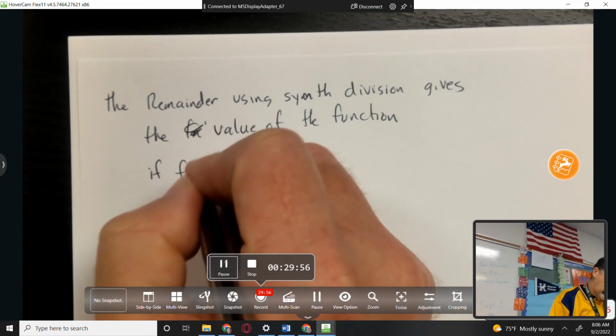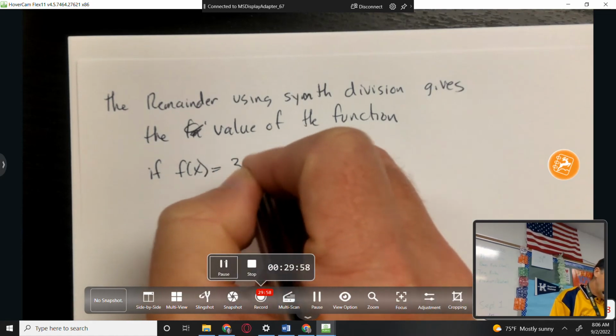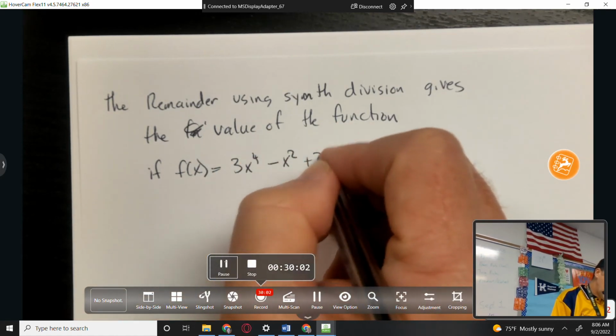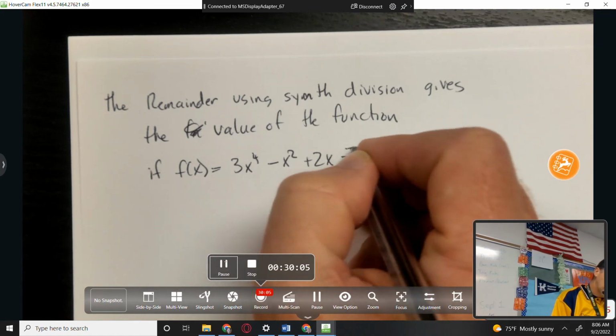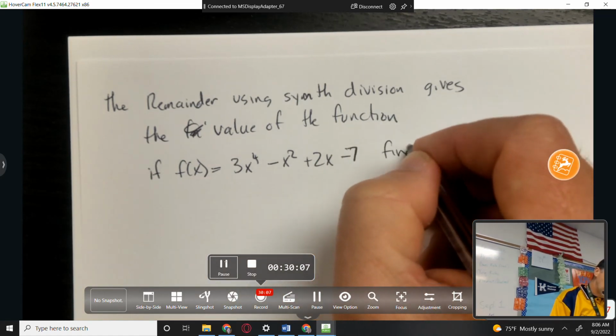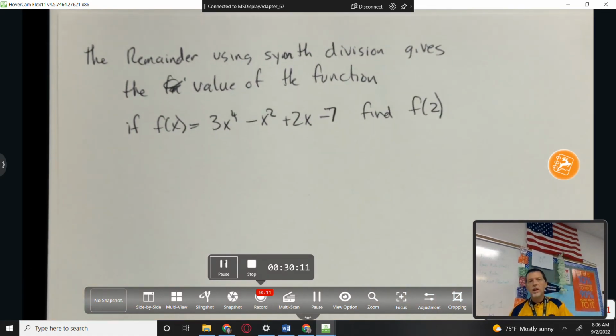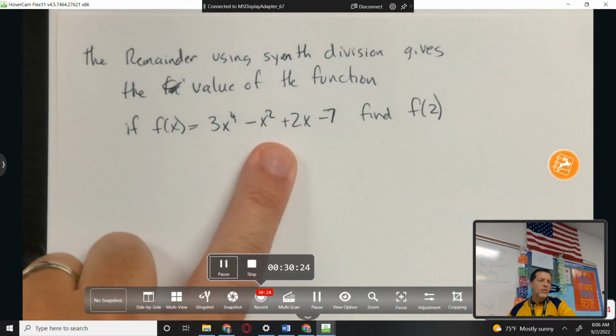If f of x equals 3x to the 4th minus x squared plus 2x minus 7. Find f of 2. Okay, so before the remainder business, if I ask you to find f of 2, what would you do? You'd plug in 2. Should be kind of annoying because you got 2 to the 4th and 2 squared and a lot of stuff going on.